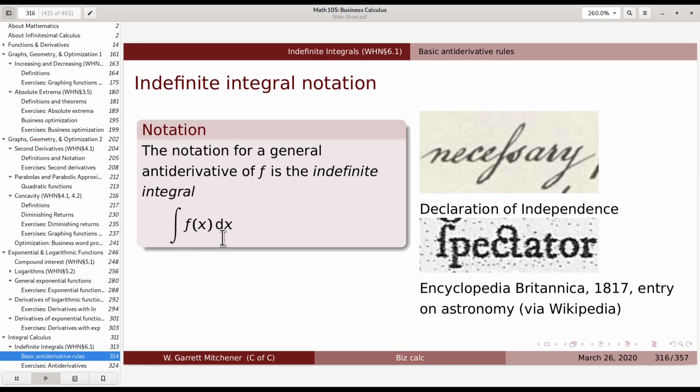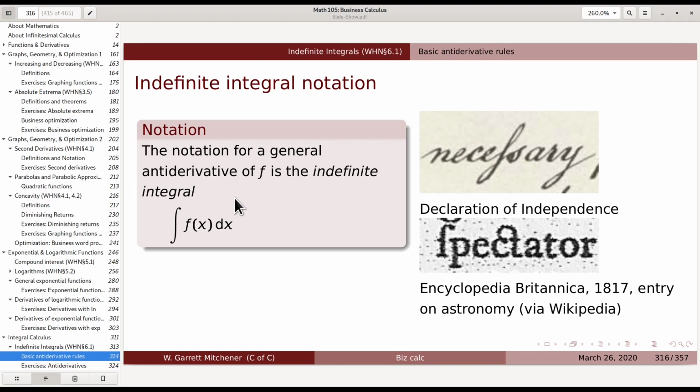The dx here is similar to the dx that you would see in a derivative, dy over dx. So this is in some ways derived from Leibniz's notation for the derivative. Now, you may also be wondering if there's such a thing as an indefinite integral. Is there such a thing as a definite integral? There is. That will have to wait for another video.